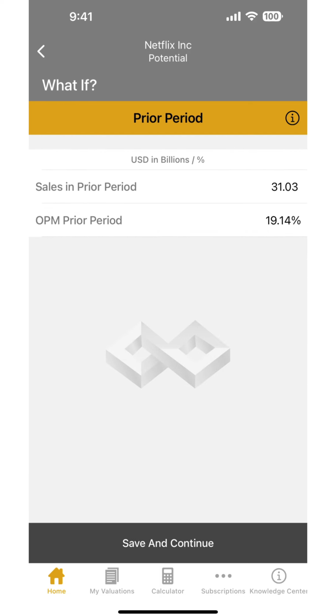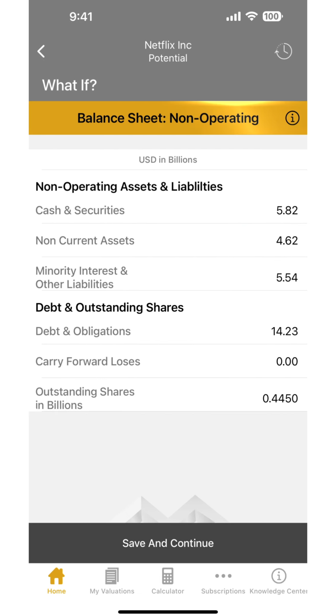Advancing to the prior period screen. Information like the sales and operating profit margin in prior period are pre-filled through the DataBank. The user is allowed to edit this data. Advancing to the balance sheet screen, non-operating assets and liabilities.